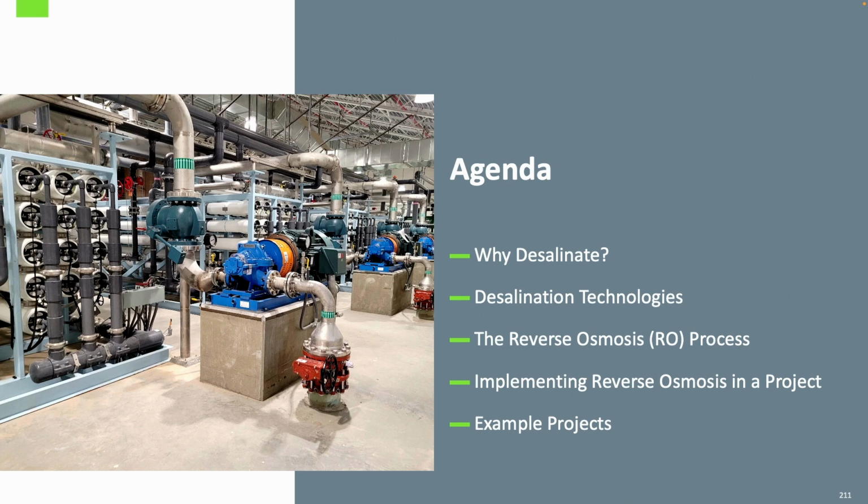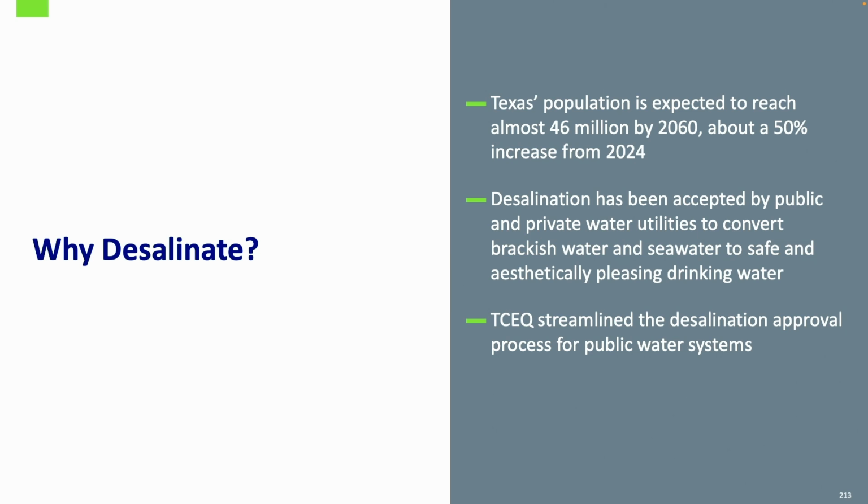So why desalinate? Well, here's some facts. In Texas, they're expecting a 50% population boom by the year 2060. And desalination is an accepted technology or process to treat brackish and seawater to produce potable water. And in addition, TCEQ has streamlined this whole desalination approval process. And this is both for seawater and for brackish water desalination.